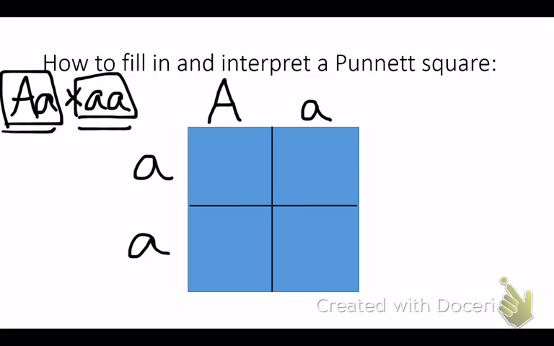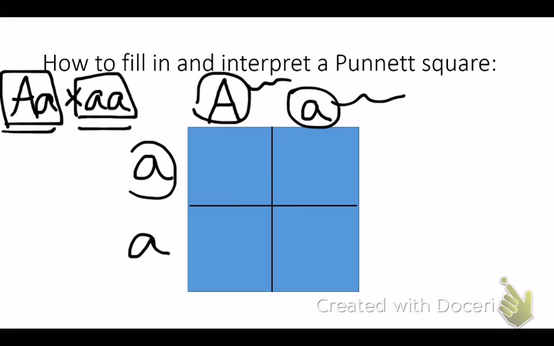It honestly does not matter which parent you put on the top or on the side. The results will still come out the same anyways. But what we've done here is show that if the top was the male parent, these are the options for its sperm. And on the side, these are the options for the female parent's eggs.